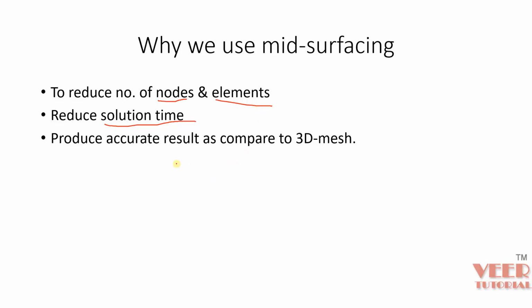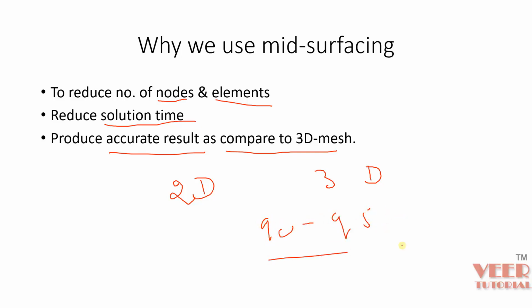And also it has been found by experiment that the result produced using the 2D mesh is as accurate as when we create the 3D mesh. So basically we can do a 2D mesh of the same plate and then a 3D mesh, and it has been found that the results are very much similar. It means these are 90 to 95% accurate. So in finite element, when we have about 90% accuracy, that is a very good accuracy. So in the next lecture, we are going to solve a problem on mid surfacing.